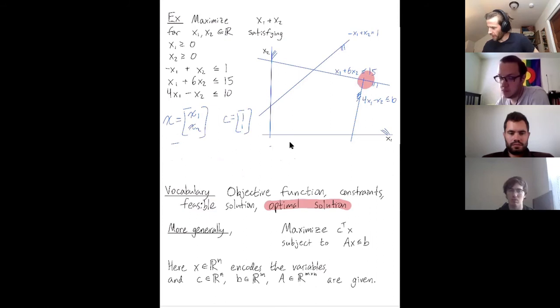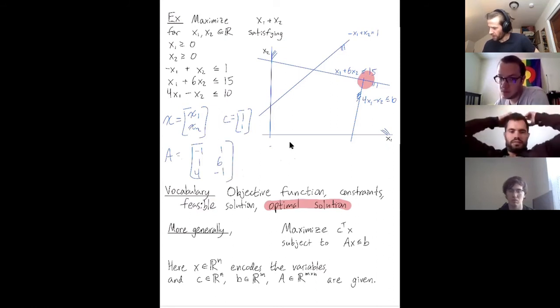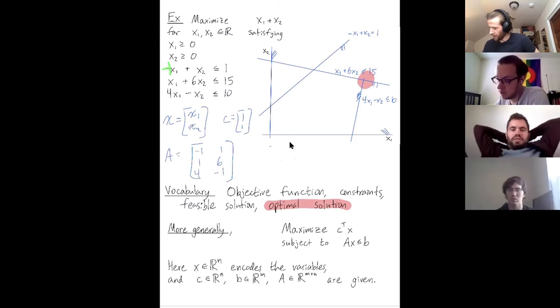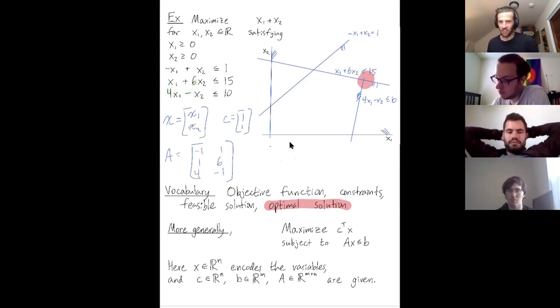What is matrix A in this example? Matrix A is -1, 1, 1, 6, 4, -1. And I've just stolen those from the constraints. So there's a -1 hidden there, a 1 hidden there, a 1 and a 6, and a 4, and a -1. The highlighter's sort of fun.